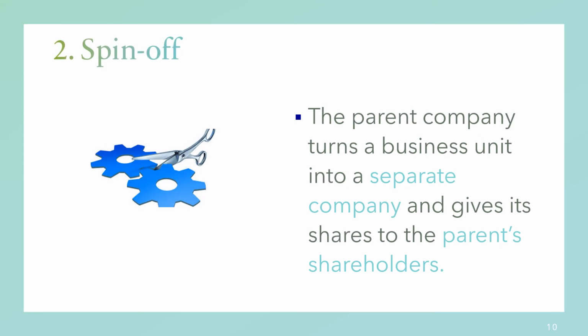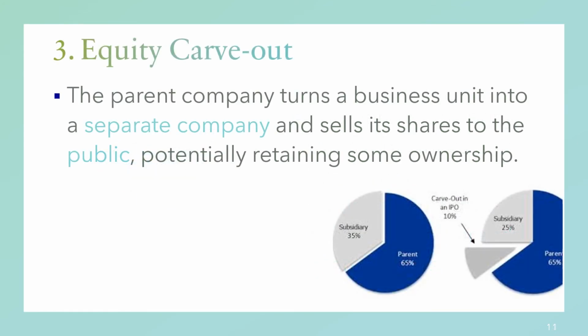Spin-off means the parent company turns a business unit into a separate company and gives its shares to the parent shareholders. A spin-off is a new, independent company created by detaching part of a parent company's assets and operations. In equity carve-outs, the parent company turns a business unit into a separate company and sells its shares to the public, potentially retaining some ownership.